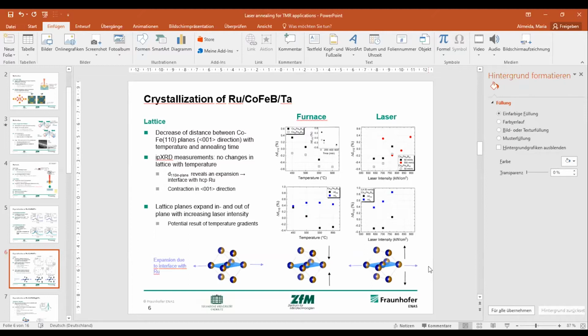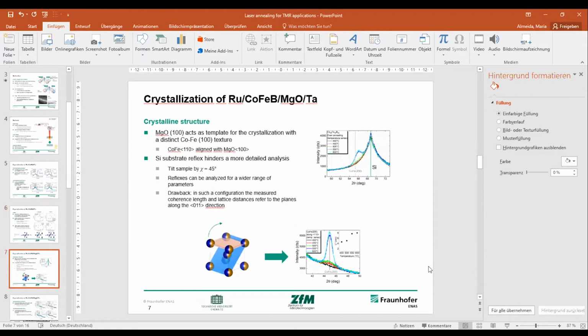This is most likely due to the large temperature gradients and to the dynamics of the process, which we need to watch out for when we anneal real devices. Then we also measured samples capped with MgO, coming a bit closer to our applications, where we want MgO to act as a template for the crystallization of the cobalt iron, in this case with a 100 texture. And we actually observed this in our XRD plots.